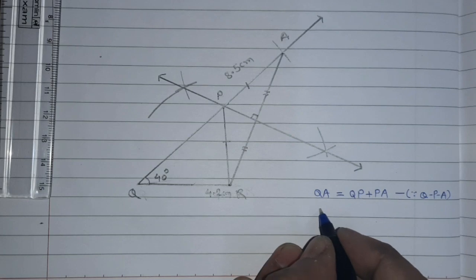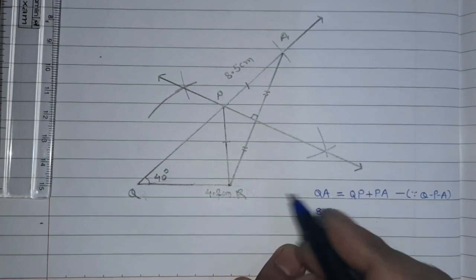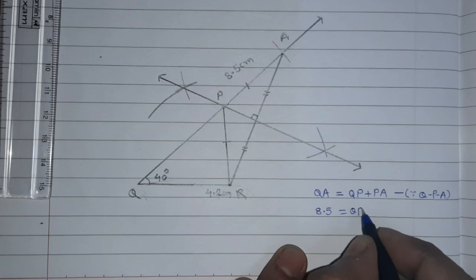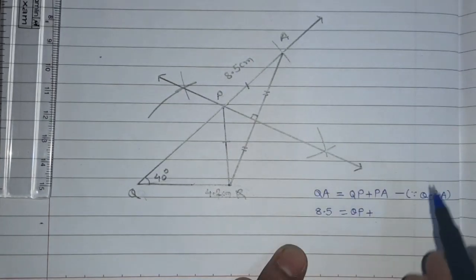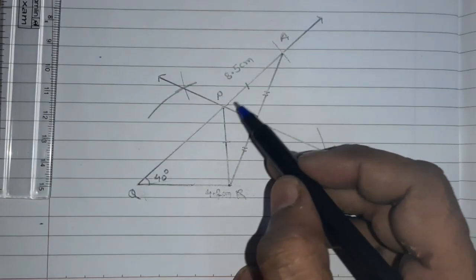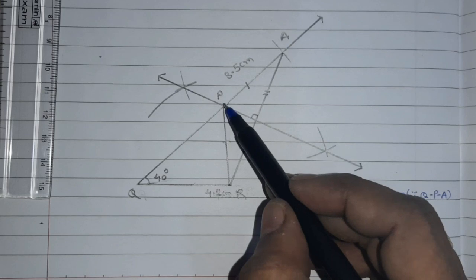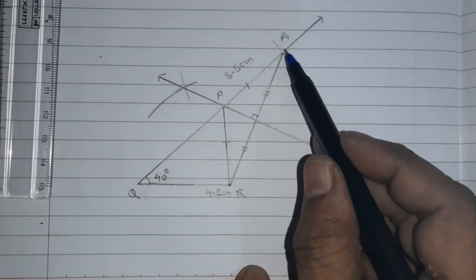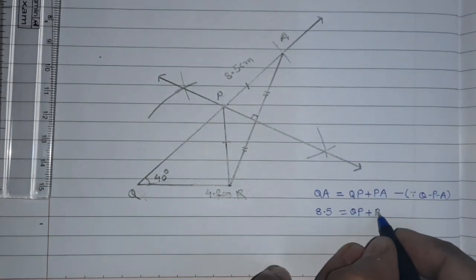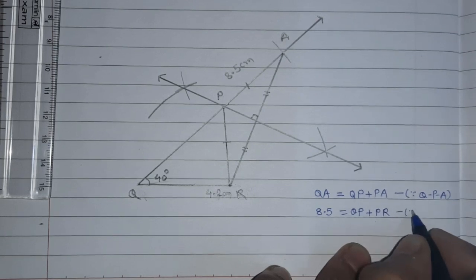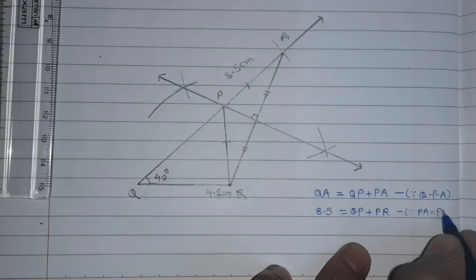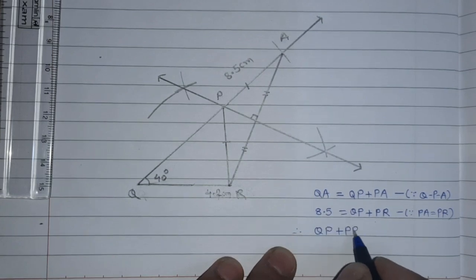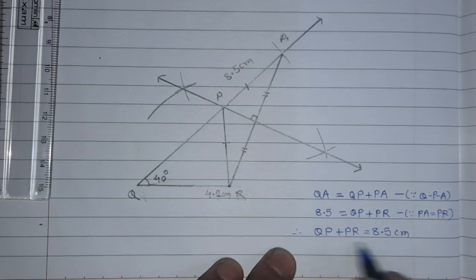Now the length of QA is 8.5, isn't it? Yes, QA is 8.5. Then this is QP plus this PA. But instead of this PA, can we write PR? Yes, absolutely, because the point P is on the perpendicular bisector of segment AR. Therefore, PR is equal to PA. Therefore, instead of PA, we can write PR. Here, we have to give the reason, that is PA is equal to PR. Therefore, dear student, we got QP plus PR is equal to 8.5 centimeter.